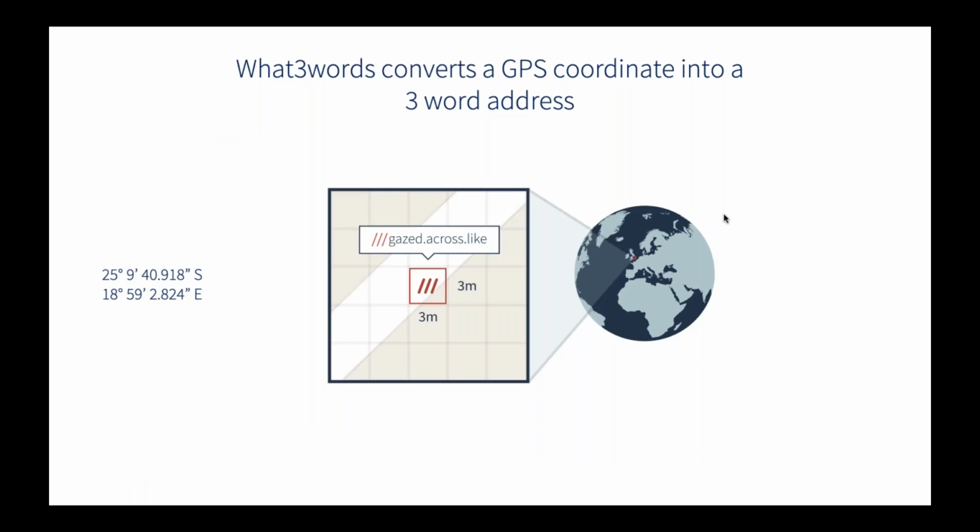Important to point out that we are not trying to reinvent the wheel. Fundamentally, all what3words does and all our technology does is convert GPS coordinates into words. So essentially, it's just a human-friendly system of GPS.